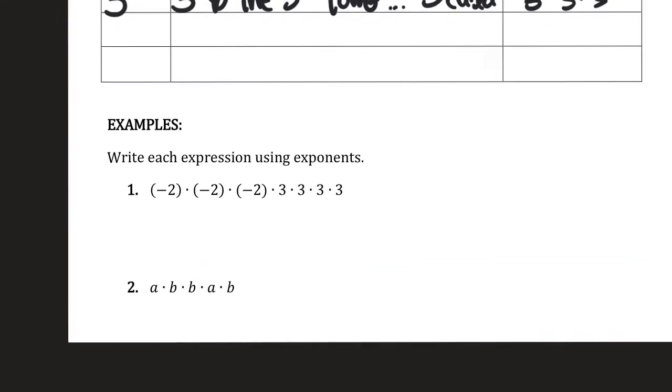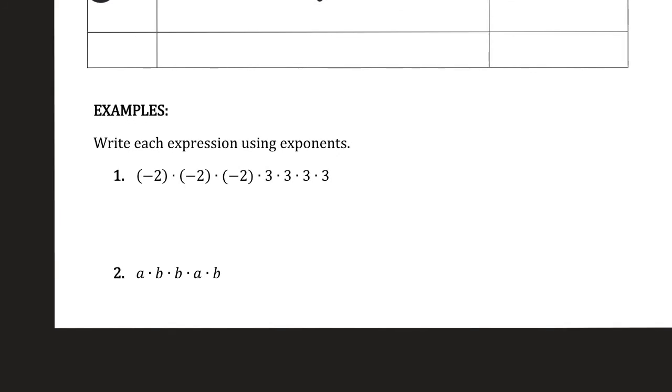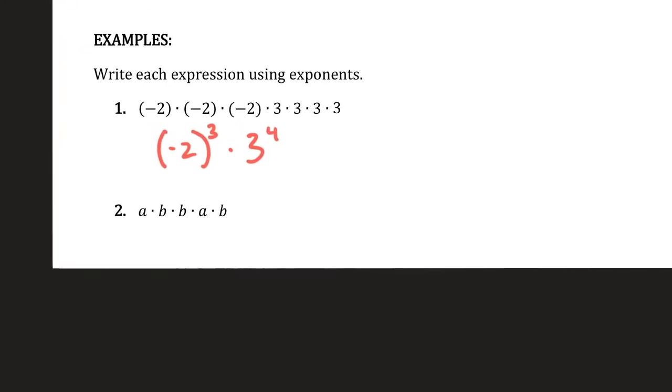So here, in these examples down below, they ask us to write each expression using exponents, right? So essentially here, you're just counting the number of factors you have. For -2, how many factors of -2 do I have? Well, I have 3. Times, how many factors of 3 do I have? So it'd be -2 cubed times 3 to the 4th power. And the same thing with the bottom one. How many factors of A do I have? I have 2. Times the number of factors of B, I have 3, so A squared times B cubed. Okay, moving on.